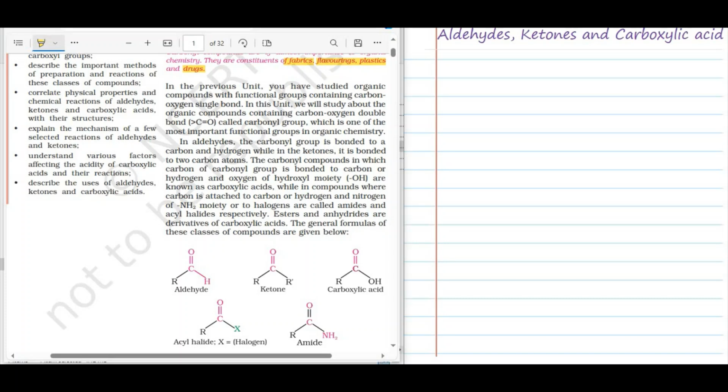In the previous unit, we studied organic compounds with functional groups containing a carbon-oxygen single bond. In this unit, we will study organic compounds containing a carbon-oxygen double bond, meaning the C double bond O group. This group is called the carbonyl group, which is one of the most important functional groups in organic chemistry. In aldehyde, the carbonyl group is bonded to carbon and hydrogen, while in ketone it is bonded to two carbon atoms.